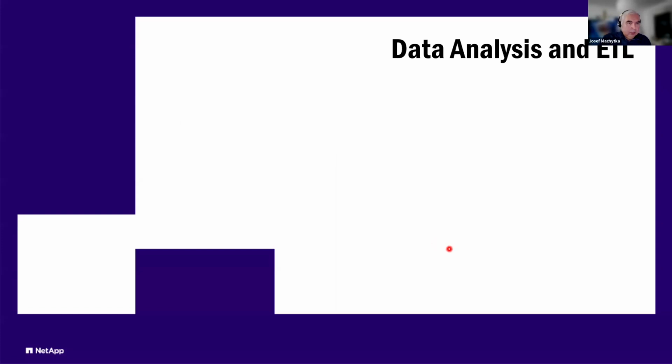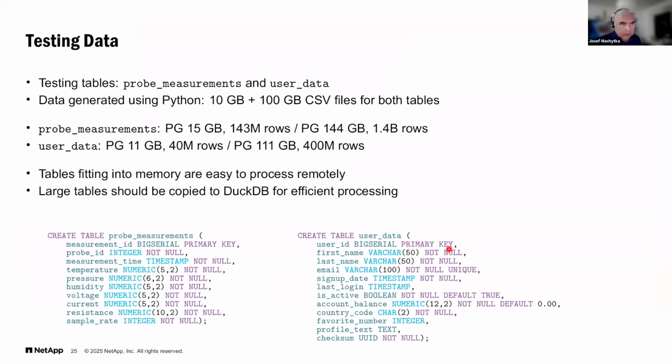So if we want to look further and use data analysis and ETL, DuckDB can offer us very powerful functionality. I created some examples, probe measurements and user data, generated always two different CSV files for both tables. First of them fitting into memory, 10 gigabytes. Second, 100 gigabytes, not fitting into memory on my testing machine with 64 gigs of memory, and started to test them. The first finding was that if tables are fitting into memory, it is very easy to process them remotely. But if those are large tables, which are much larger than available memory, it is better to either copy them to DuckDB or, in my case of this example, use those CSV files directly.